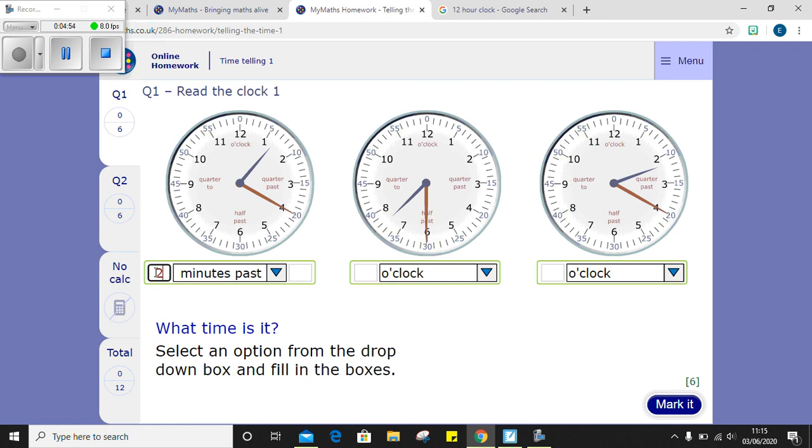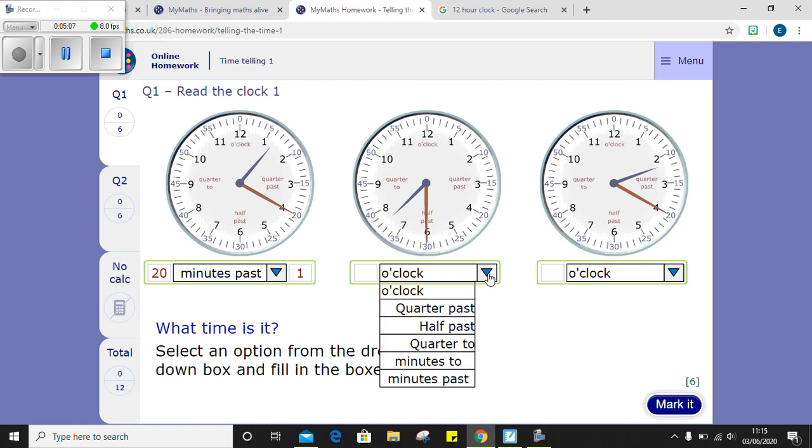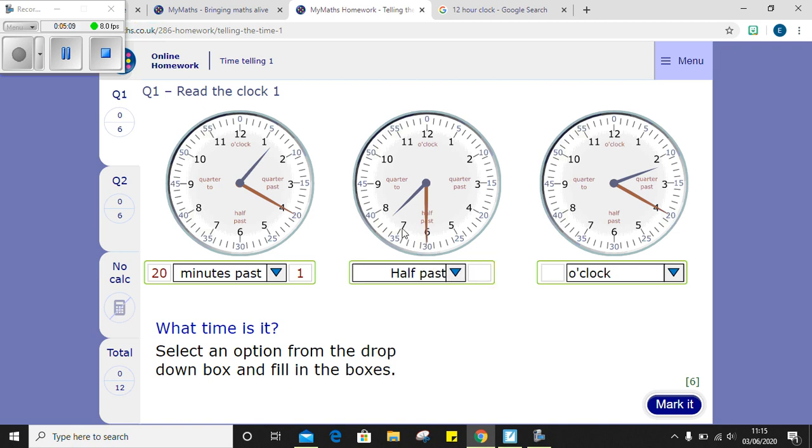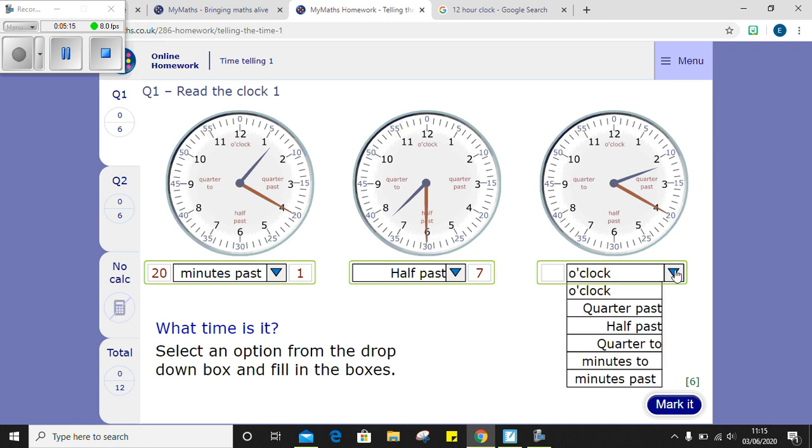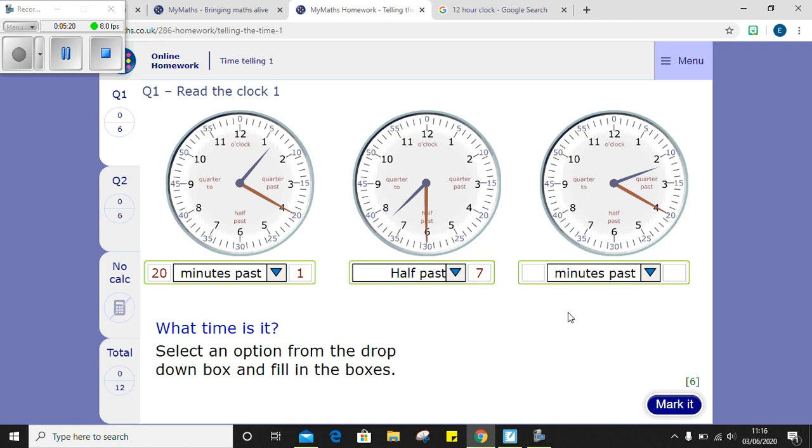And it's 20 minutes past, and it's just after that 1. So 20 minutes past 1. Now I need to look at this one. I can see that a half of my clock has gone. So it's 7:30 and it's just after that 7. So it would be 7:30. Now again, my minute hand is pointing at that 20 for me, so I need minutes past. There are 20 minutes past 2.